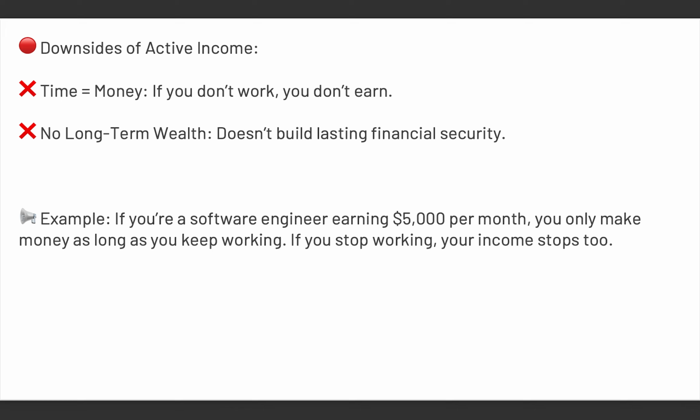Now, an example is if you're a software engineer earning $5,000 per month, you only make money as long as you keep working. So if you stop working, your income stops too. So that's a perfect example of active income. You make money for your time. So that is basically it. And if you stop working, your income stops.